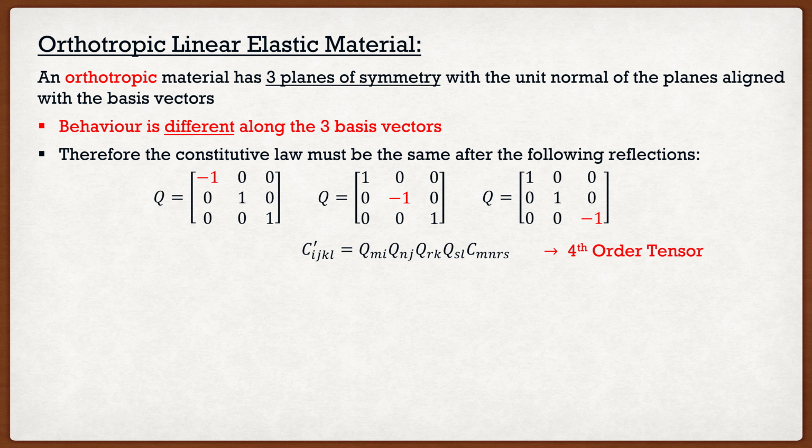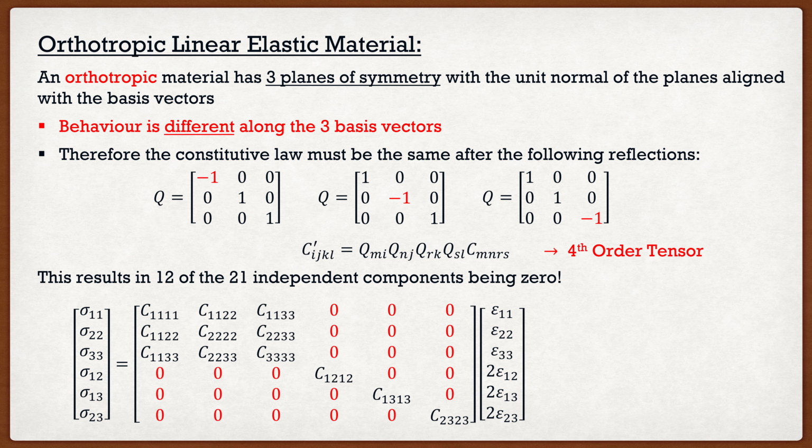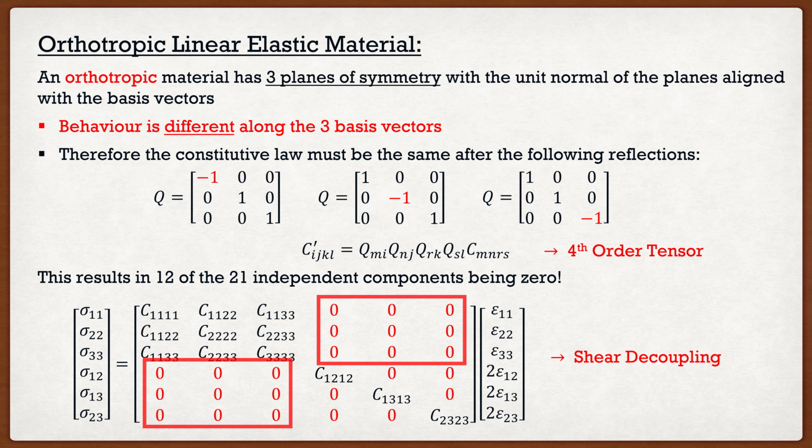All right, so again, we're not going to do the derivation of this, but basically what we do is we analyze each one of the components, and this results in 12 of the 21 components actually being equal to 0. So if we look here, there's now a lot of zeros just by analyzing the equation above and utilizing those planes of symmetry. Now, what's something special that we see is actually called shear decoupling. So if we were to look at the two corners of this matrix here, we have a bunch of zeros basically. What do these zeros mean?